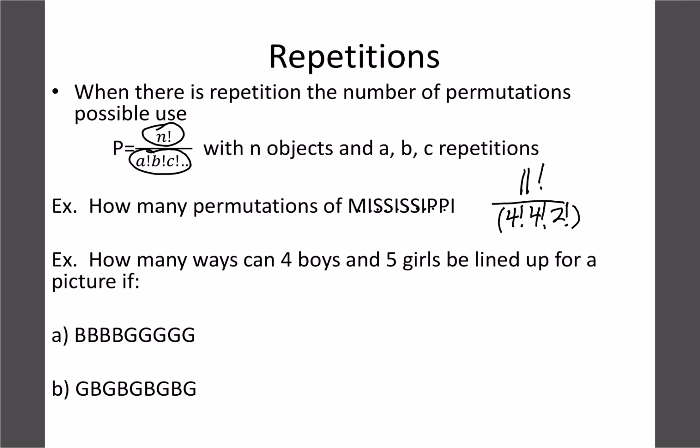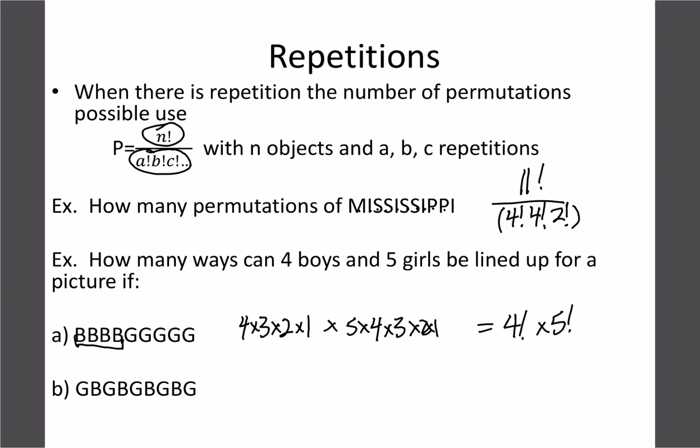Another one here, we got how many ways could 4 boys and 5 girls be lined up? So if we put all 4 boys in a row, we don't care what order they go in, we just want to make sure that the boys are first. So we got 4 different boys, you'd have 4, 3, 2, 1 for the boys. And then we got 5 girls, so 5, 4, 3, 2, 1 for the girls. So that gives us 4 factorial times 5 factorial.